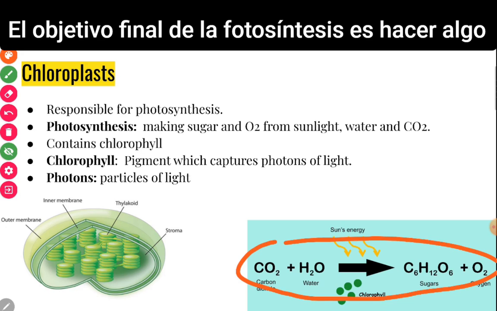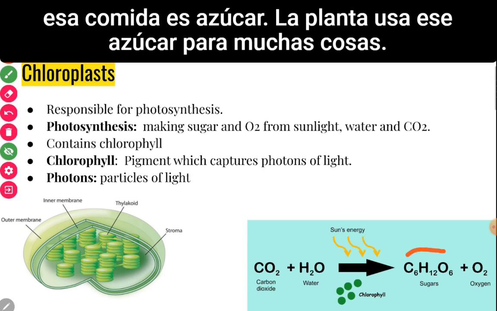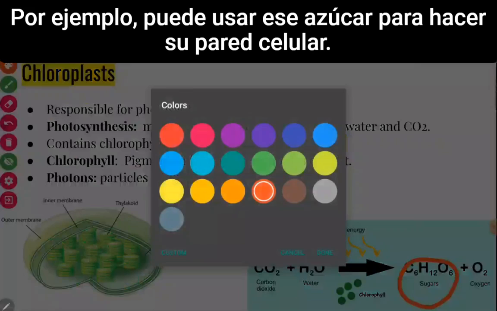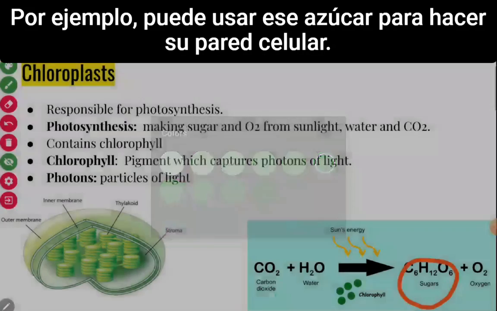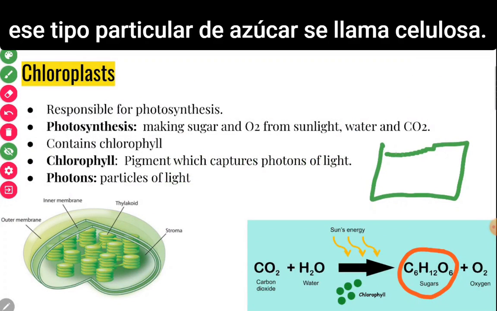The ultimate goal of photosynthesis is to make something that the plant can eat. All living things need a food source. That food is sugar. The plant uses that sugar for many things. For example, it can use that sugar to make its cell wall. That particular type of sugar is called cellulose.